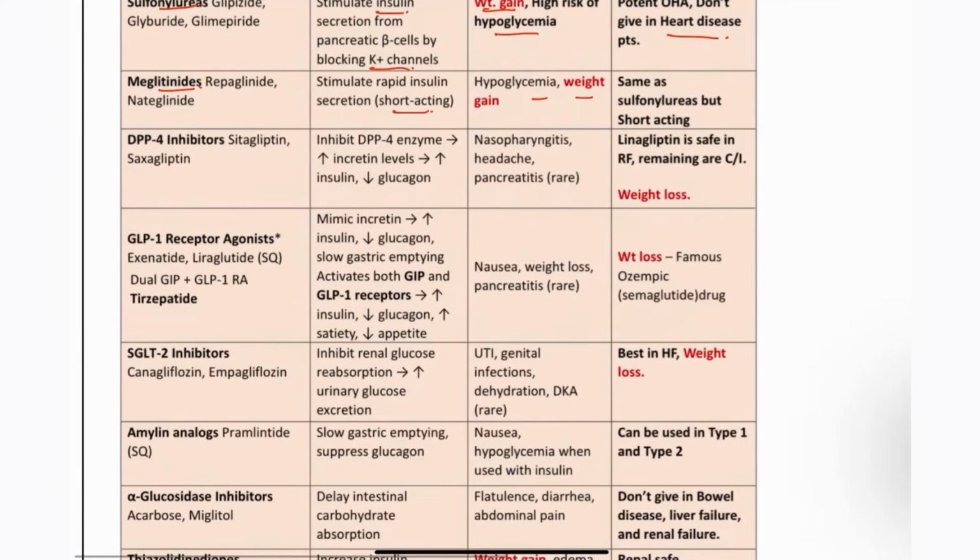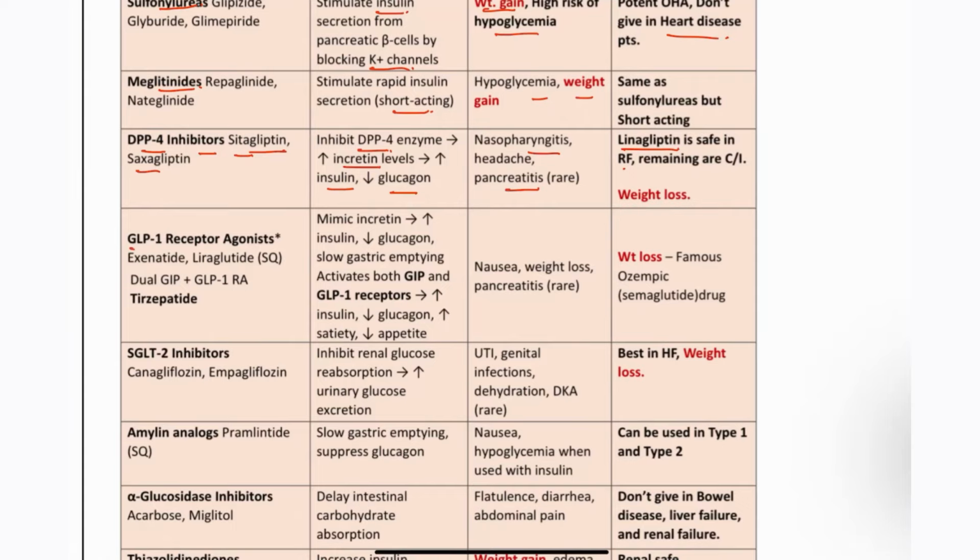Next, DPP4 inhibitors, sitagliptin, saxagliptin. The gliptins are known as the DPP4 inhibitors. So DPP4 inhibition means you are increasing the incretin. So incretin will increase insulin and decrease glucagon. And what are the side effects? Pancreatitis, nasopharyngitis. Remember, DPP4 inhibitors are not good for patients with renal failure. But only one drug can be given, that is linagliptin, for this patient.